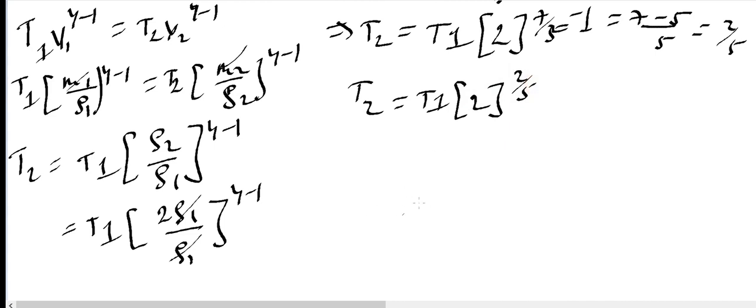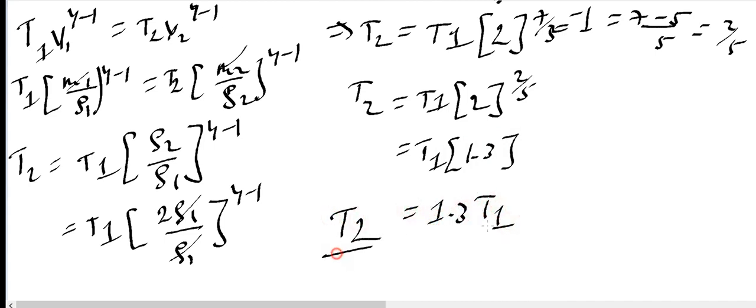Then T2 equals T1 into 2 to the power of 2 over 5, which is about 1.3. Check it: 1.3 times T1 equals T2.